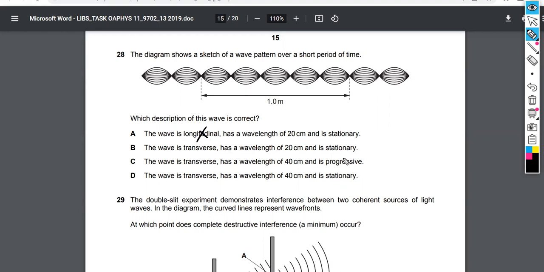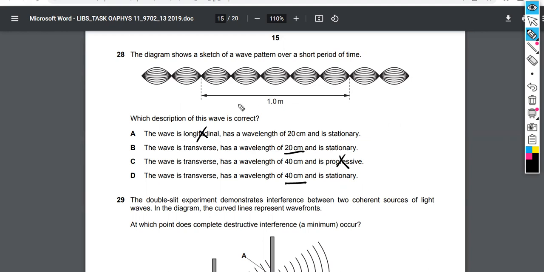The other thing that's incorrect is progressive. This is a stationary wave, right? A bunch of loops, nodes and antinodes. We can inspect the figure and see that. So what we have here is a transverse stationary wave. And so our job becomes, is the wavelength 20 or is the wavelength 40?